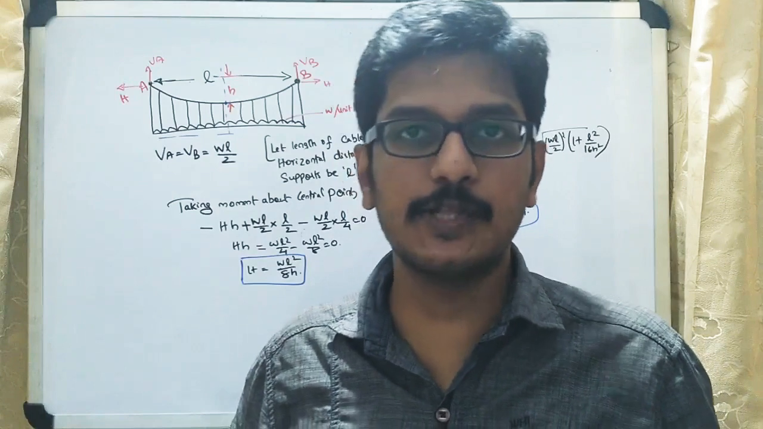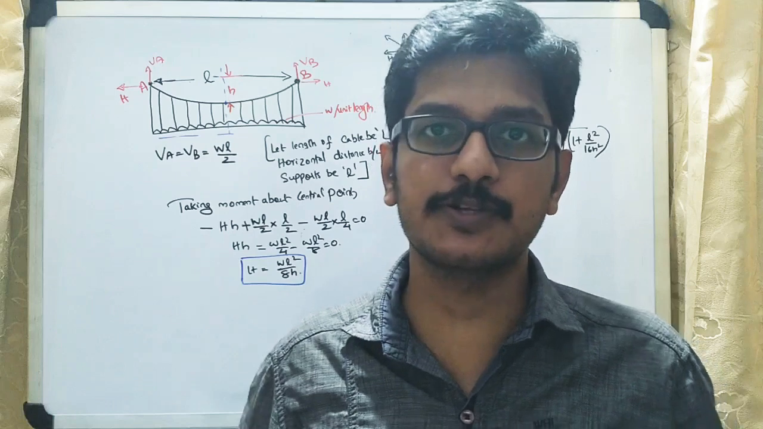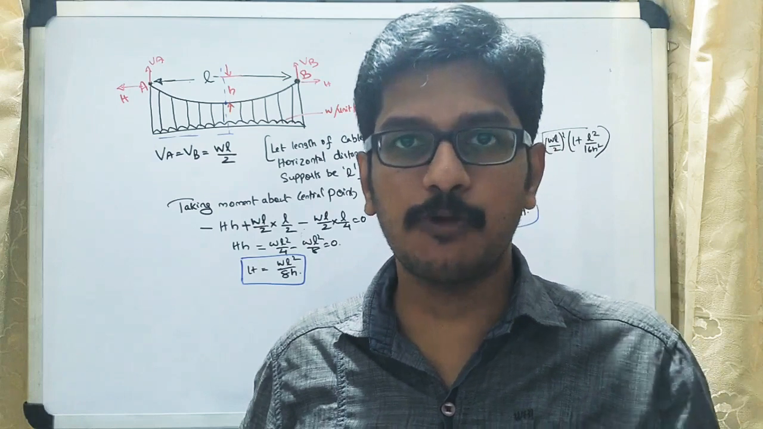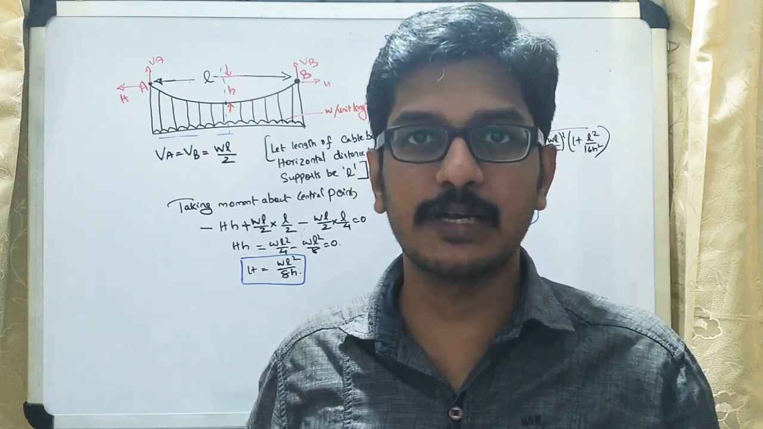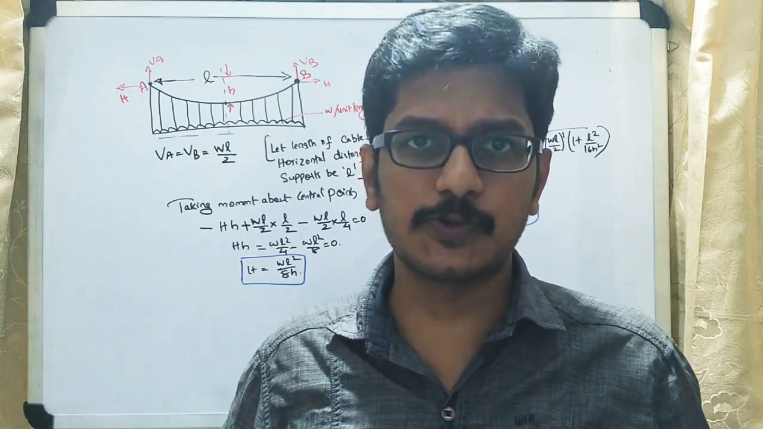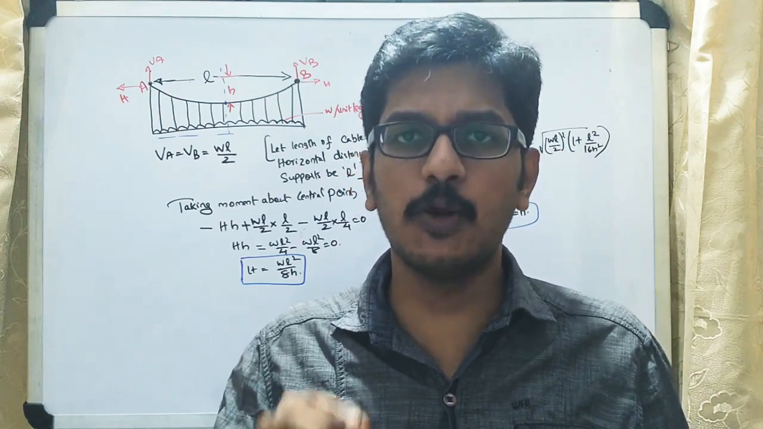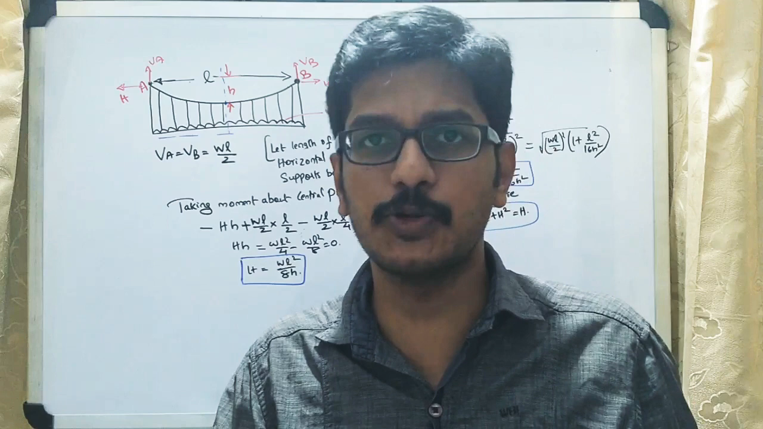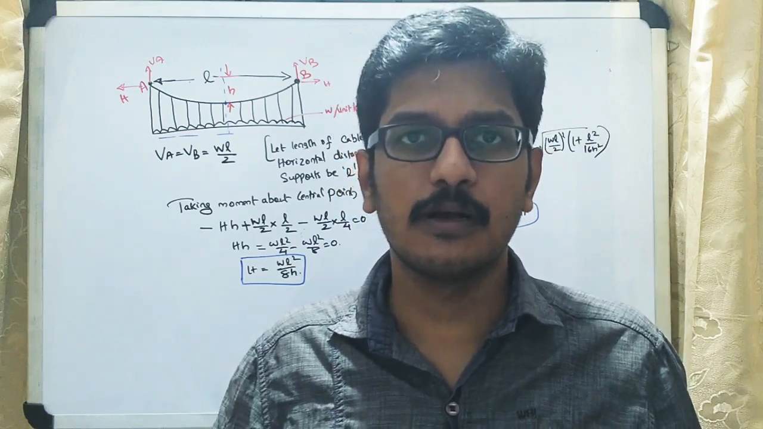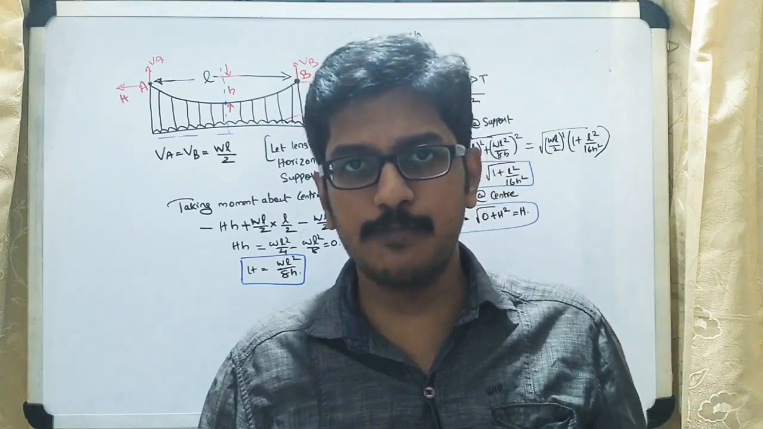Today we will discuss the analysis of a cable when a UDL is applied over it. The video lecture will consist of two parts. In the first part we will discuss how to find the horizontal thrust, the vertical reactions, and also the tension values. In the second part we will discuss how the shape forms when a load is applied, and also how to find the length of the cable. So, let us begin the lesson.